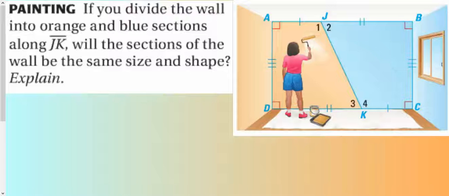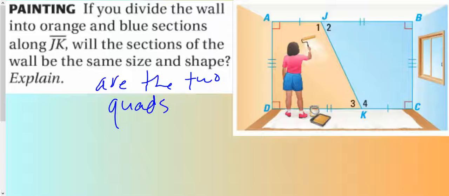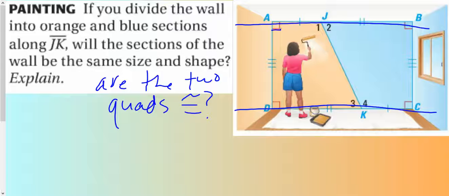If you divide the wall into orange and blue sections along JK, will the sections of the wall be the same size and shape? So basically they're asking, are the two quadrilaterals congruent? That's what they're asking. So what I notice here with these lines right here is that since these are right angles, these lines are parallel.